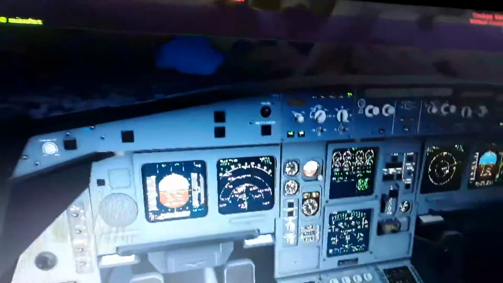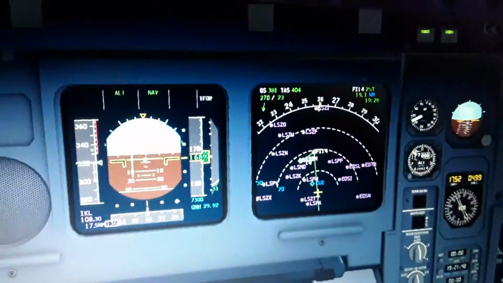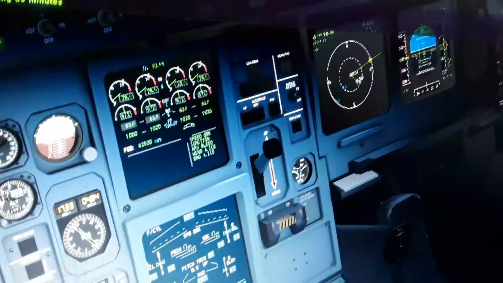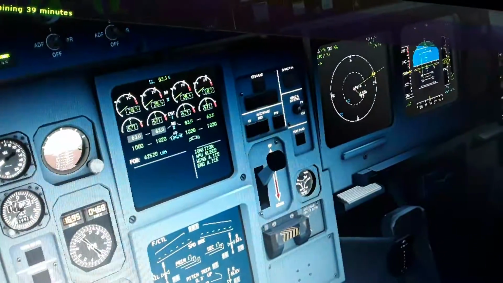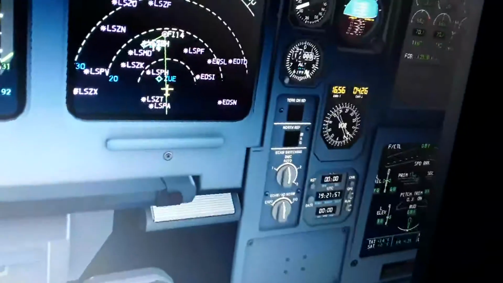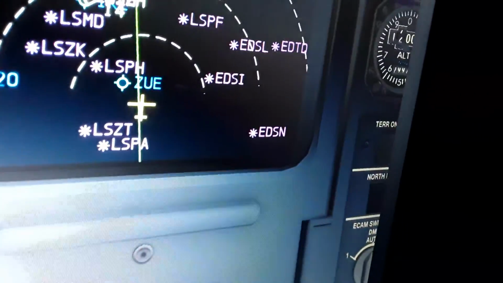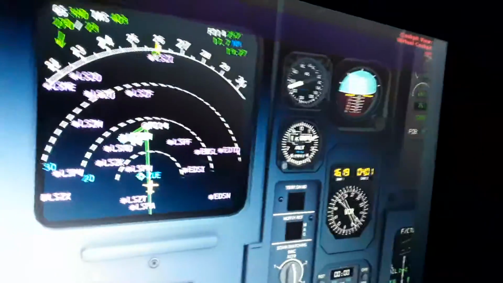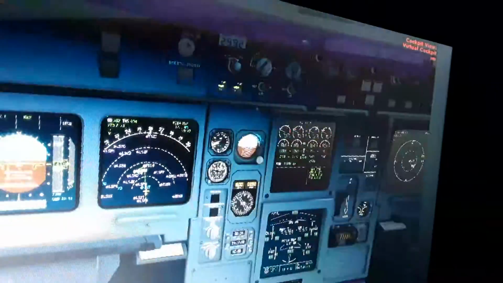We had some overspeed here, which I cancelled by using the speed brakes, with a little bit more thrust. We have 9 more minutes to go to the airport. We're very close actually to the airport.